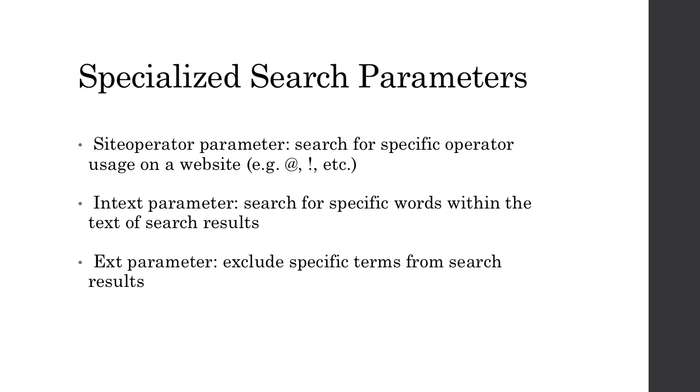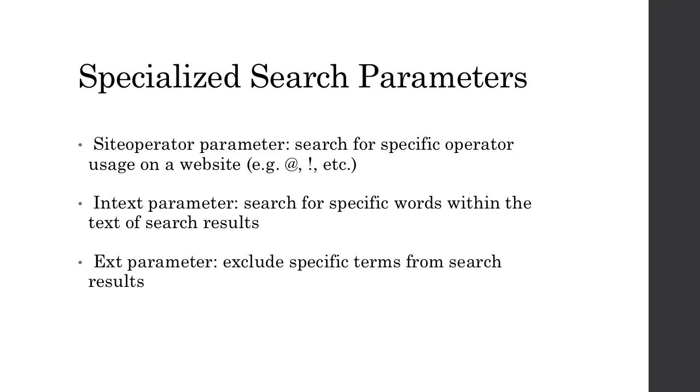Specialized search parameters. Site operator parameter: search for specific operator usage on a website, e.g., @, etc. In text parameter: search for specific words within the text of search results. Ext parameter: exclude specific terms from search results. Here's a simple explanation with a real-world example.